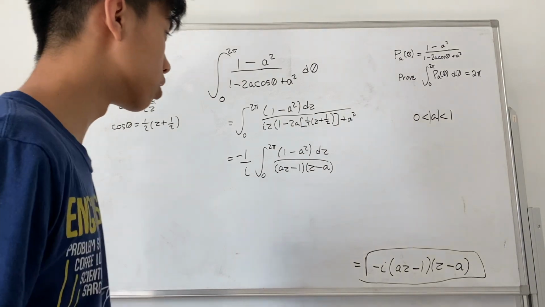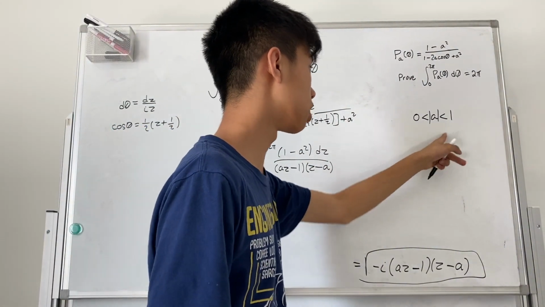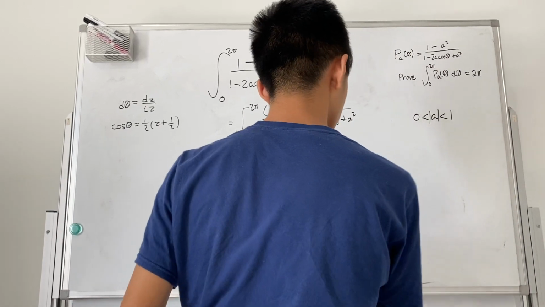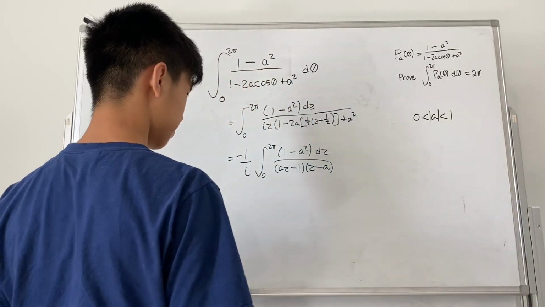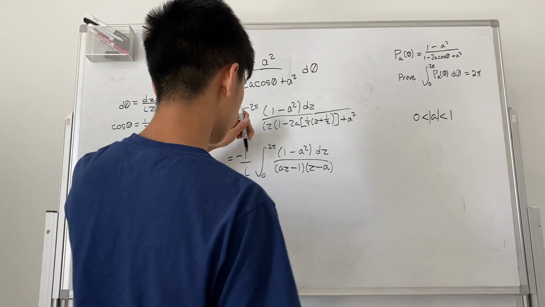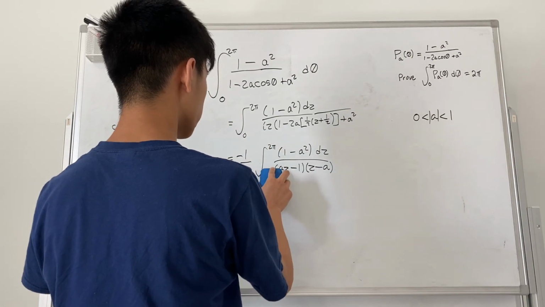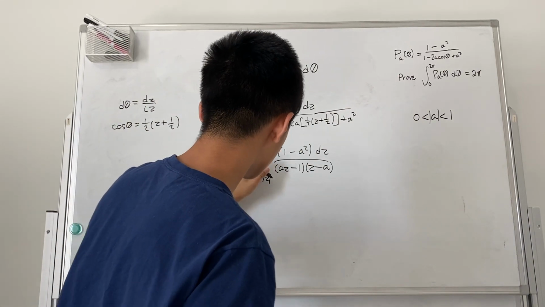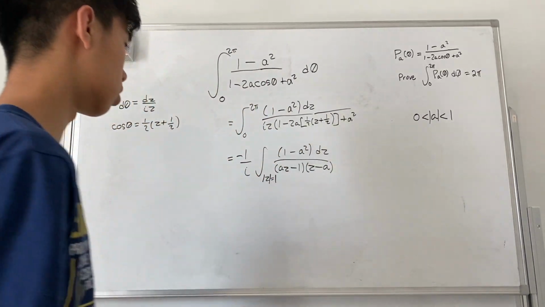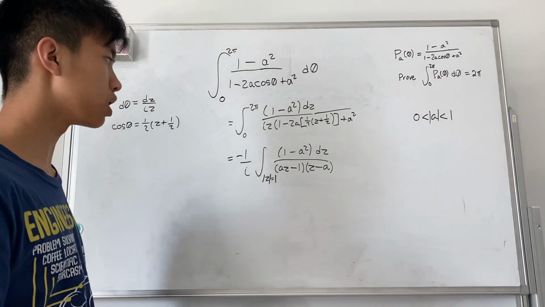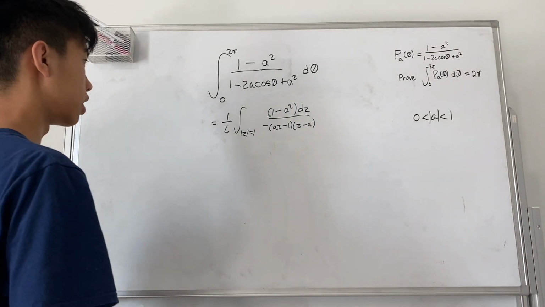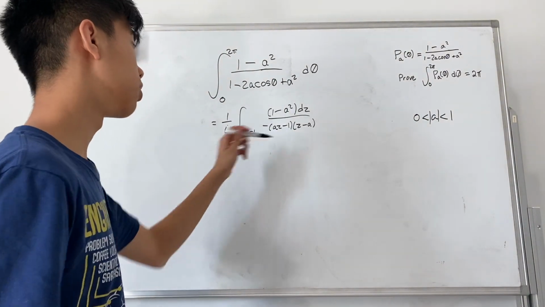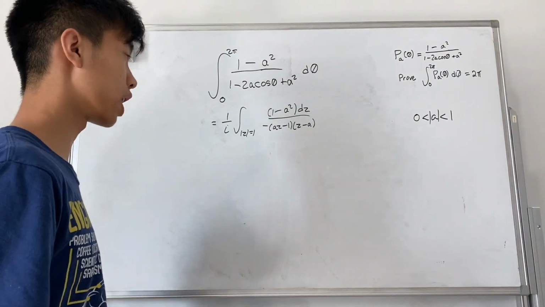And then we know that the kernel, a, just has to stay within 0 and 1. So z should also be staying within magnitude of 1. So we'll change this integral over to magnitude of z equals 1. And now we have a completely new expression. Okay, so now we have a semi-solvable form of the original integral.